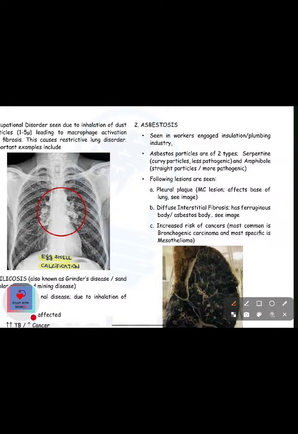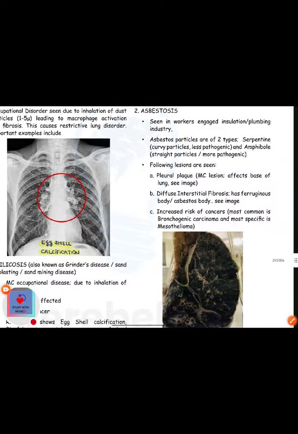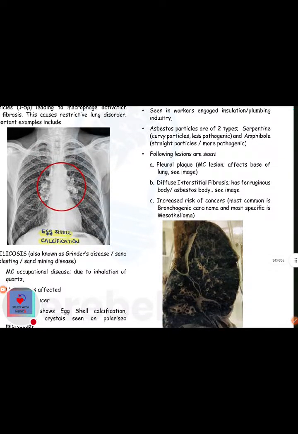Asbestos particles are of two types: serpentine and amphibole. Serpentine are curvy particles, which are less pathogenic. Amphibole are the straight particles, which are more harmful and more pathogenic.